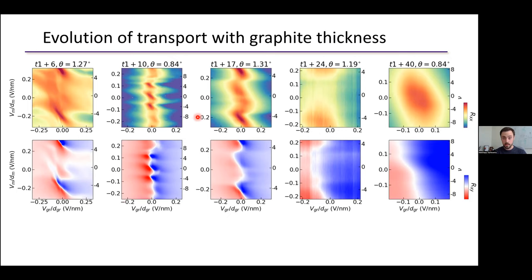I've shown you the 1+10 already. We can stack one layer on 17 layers of graphite. Now at a larger twist angle, it doesn't matter. We see the same type of zigzag behavior. Things start to get more complicated as we go even thicker. The resistance becomes washed out, and these oscillations in Rxy become less clear. Yet you can still see things that seem to track around factors of 4-8 band filling.